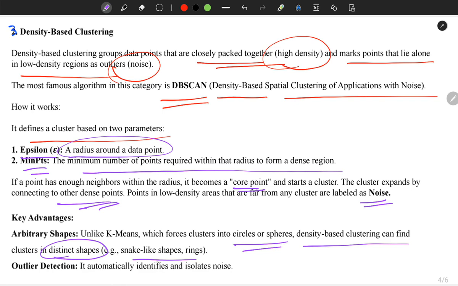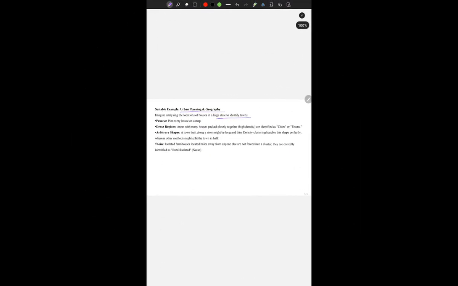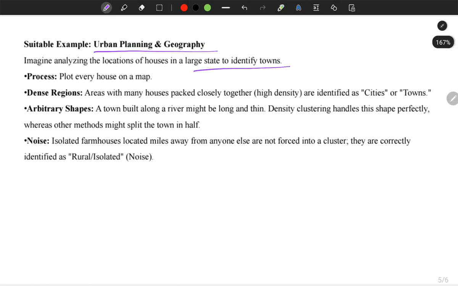So it automatically identifies and isolates the noise here. One very good example that has been taken is urban planning and geography. Let's imagine analyzing the locations of houses in a large state to identify the towns. A task has been given to identify the location of the houses in a large state to identify the towns.